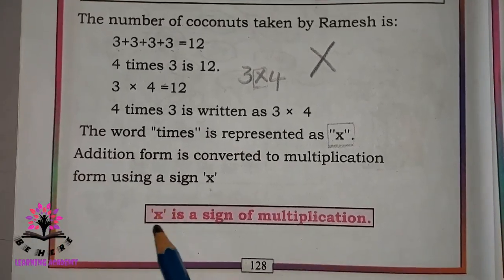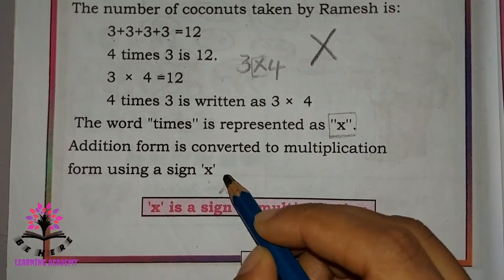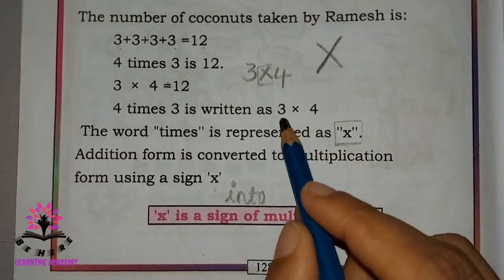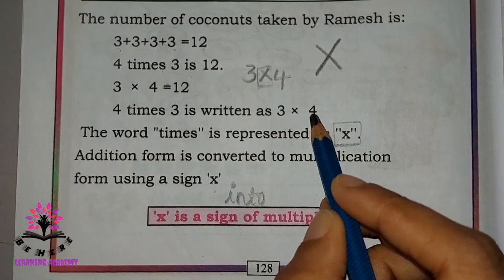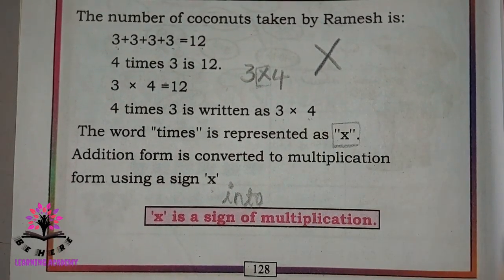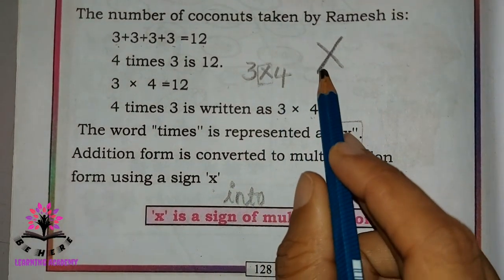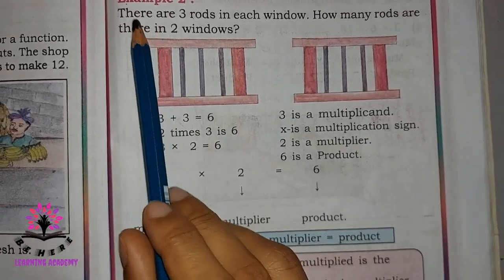This is the sign of multiplication. We call this 'into'. For example, we read this as 3 into 4, or 3 fours are 12. 3 into 4 is 12. Okay, so this is the sign of multiplication. See the second example.